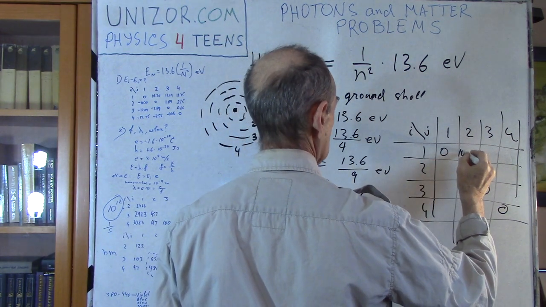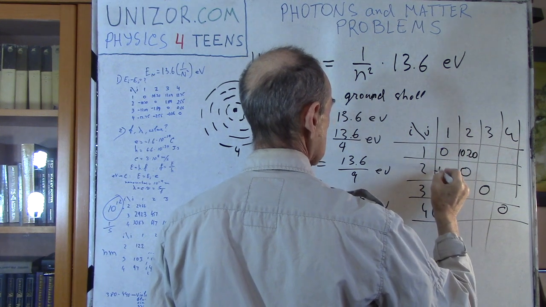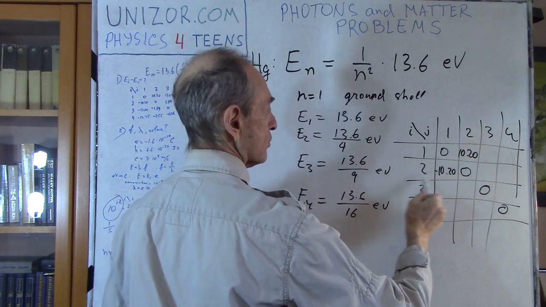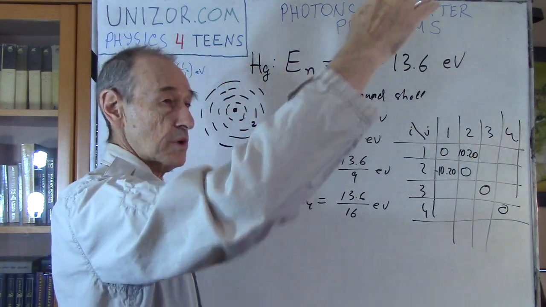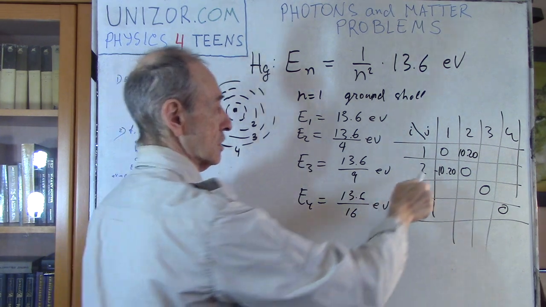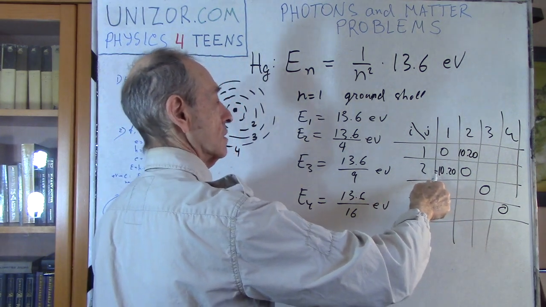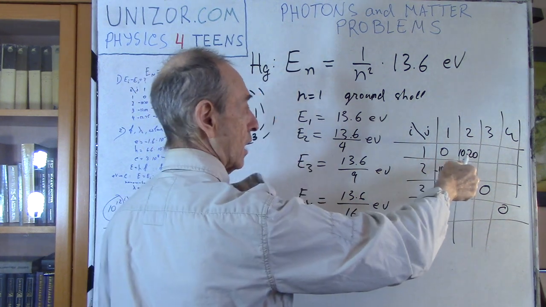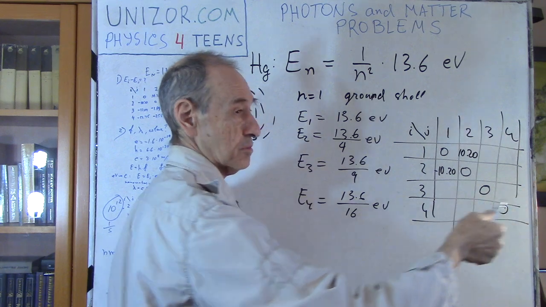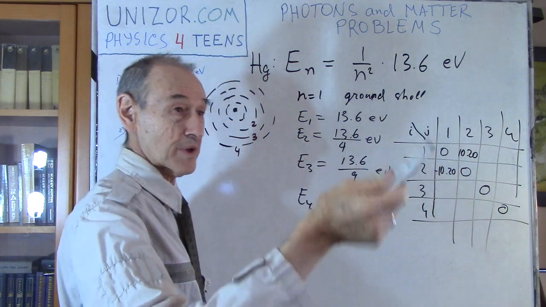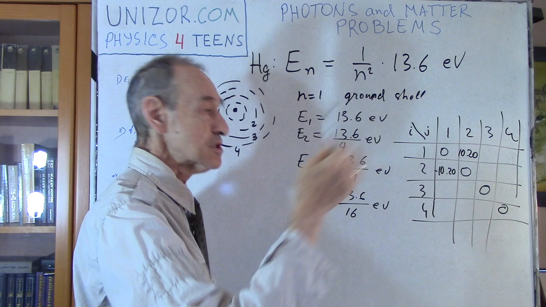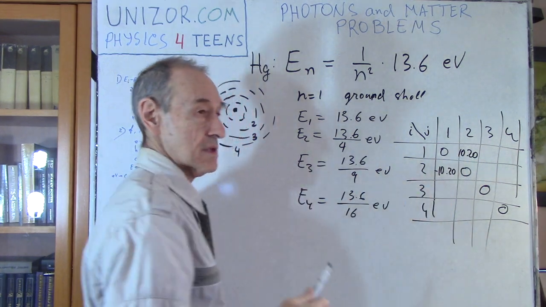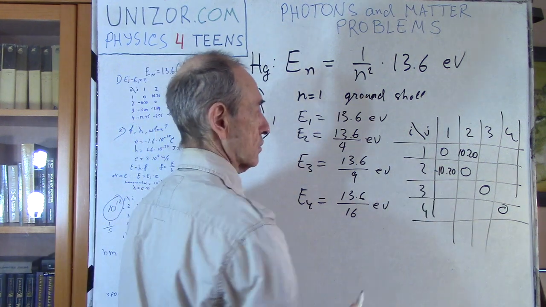10.20, and this is minus 10.20. So it's from 1 to 2, and this is from 2 to 1. Whenever we go up, energy is consumed. That's why it's positive. Whenever we go down, the energy is released, and that's why it's negative, right?